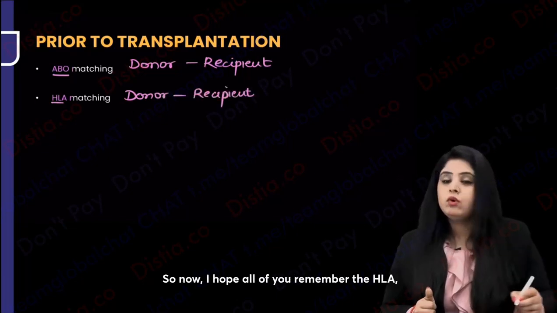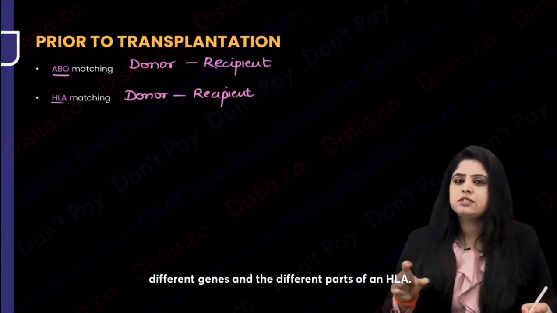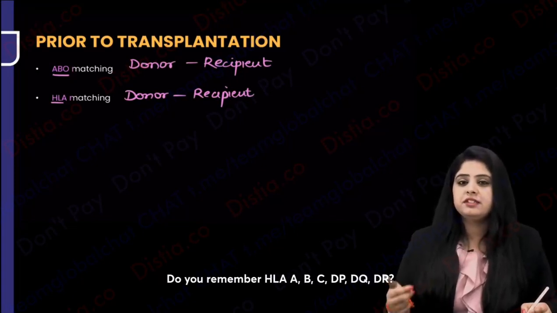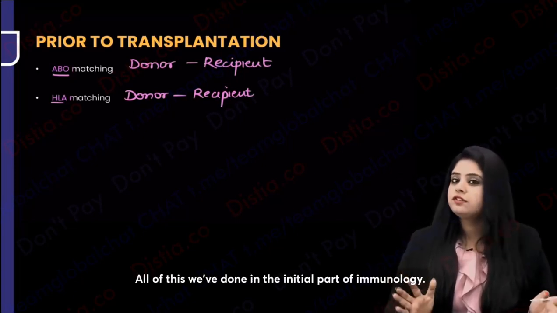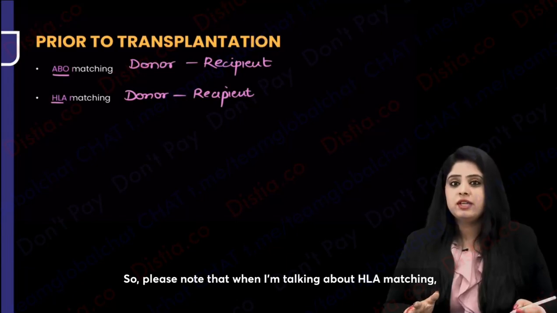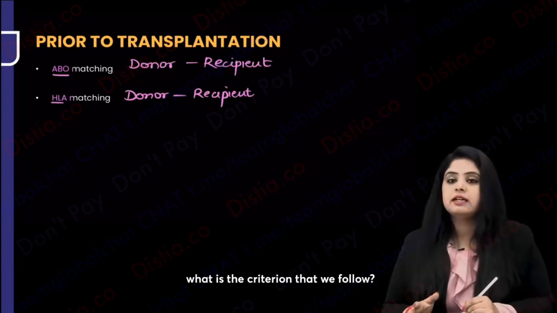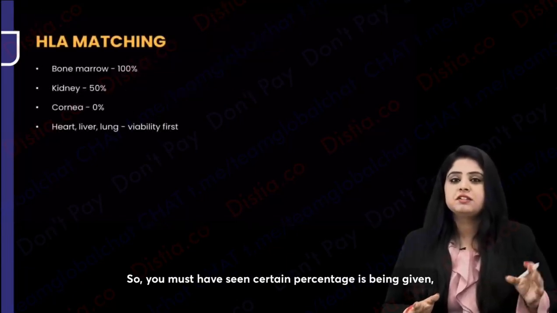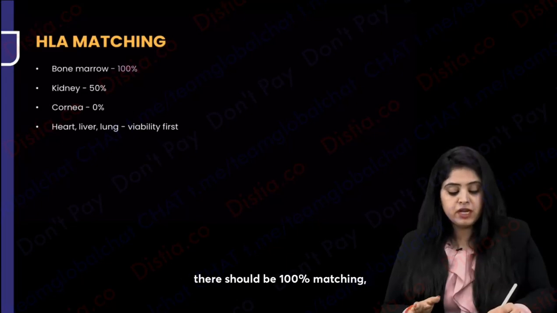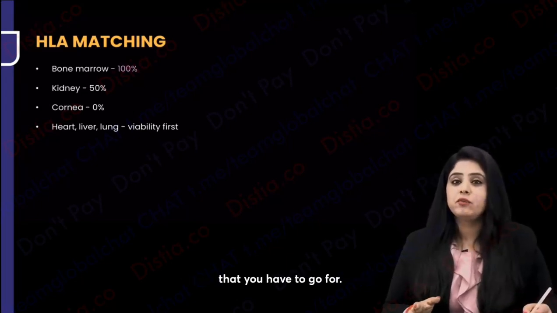Now, I hope all of you remember the HLA, different genes and the different parts of an HLA. Do you remember HLA A, B, C, DP, DQ, DR? All of this we've done in the initial part of immunology. So please note that when I'm talking about HLA matching, what is the criterion that we follow? You must have seen certain percentages being given. Like they say that for a bone marrow, there should be 100% matching that you have to go for.